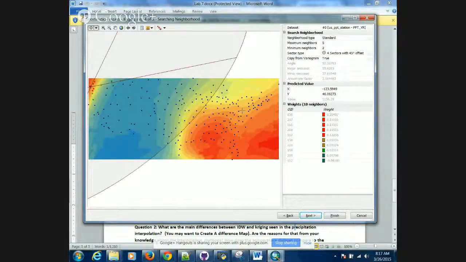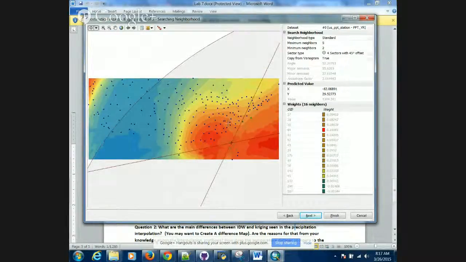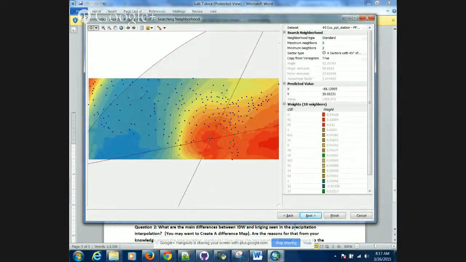I can't tell what number that is, but it's one of these two that has a weight that is about half of what all the other weights are. In fact, in some cases, even lower. Okay, so that's considering all those points and so on. That's considering using all these points.